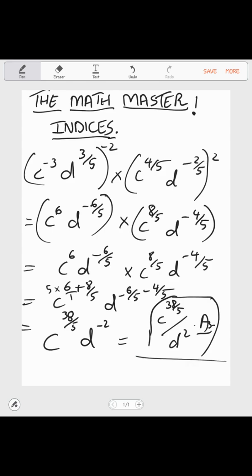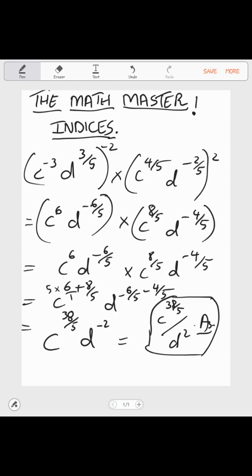So that wraps it up. Indices is just finished. So this is it for indices, and from next class we're going to start standard form. Make sure to subscribe and we can grow as a community together. And that's it for indices.